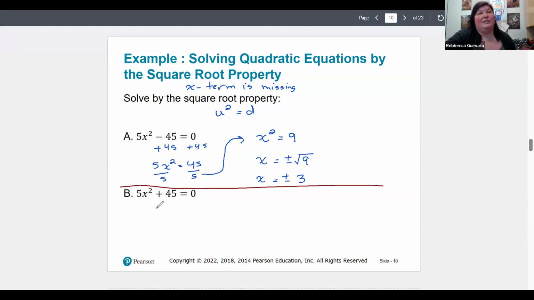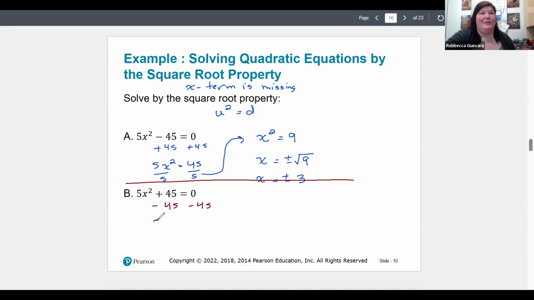All right, so this one's going to look very similar, except we have plus 45 now. I'm writing that again. So that means we're going to subtract 45 to try to get that by itself. So we're going to get 5x squared equals minus 45. Divide both sides by 5. We're going to get that x squared is equal to minus 9.